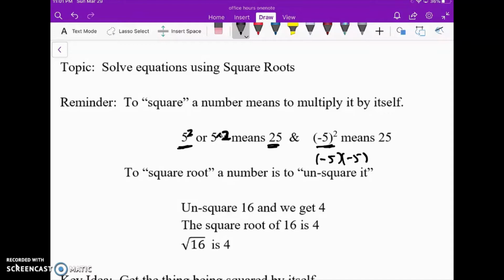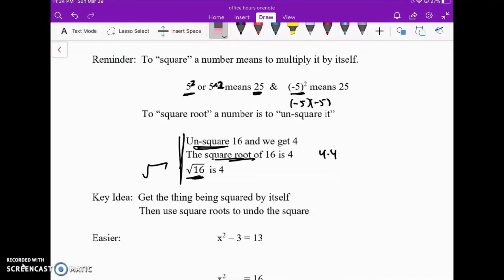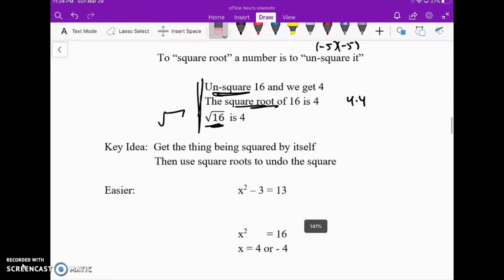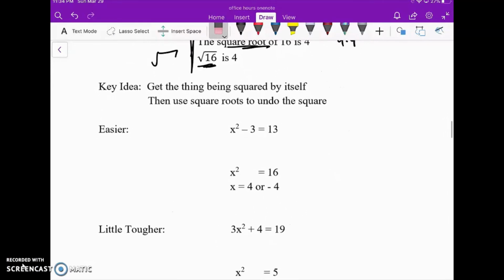And the little symbol that we use for square root is this little guy here. So all of these three mean the square root of 16, and of course that would be 4 because 4 times 4 is 16. Again, our topic for today was to use square roots to solve equations. The key idea that we're going to come to again and again is to get the thing that's being squared by itself, and then we'll use a square root. So you have to isolate that thing that's being squared first.